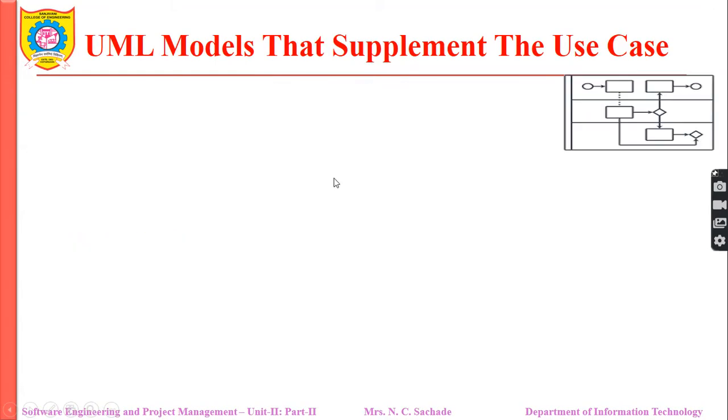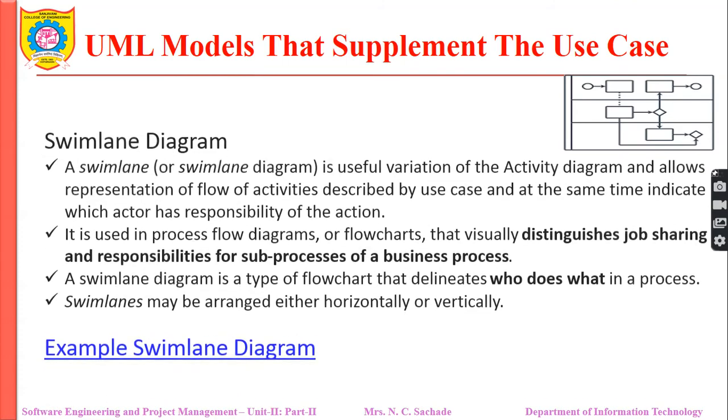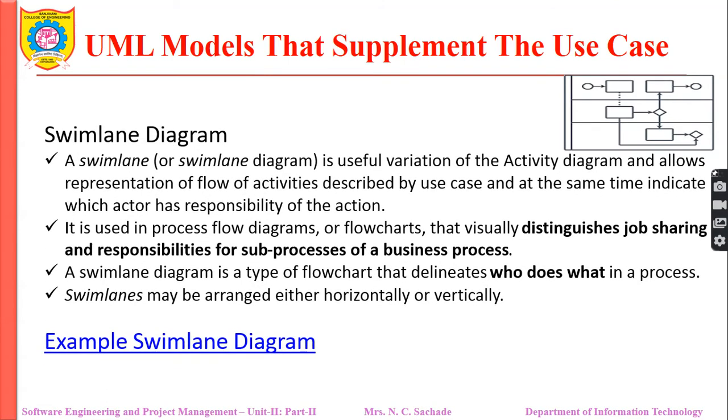Now we will move further and we will understand one more set of diagrams which are actually supplementing, or you can say are considered a variation of activity diagram. They are called swim lane diagrams. So a swim lane diagram is a useful variation of the activity diagram, and it allows representation of the flow of activities described by a use case and at the same time indicates which actor has responsibility for the action. It is used in process flow diagrams and flow charts, where visually we can distinguish job sharing and responsibilities for sub-processes of a business process.